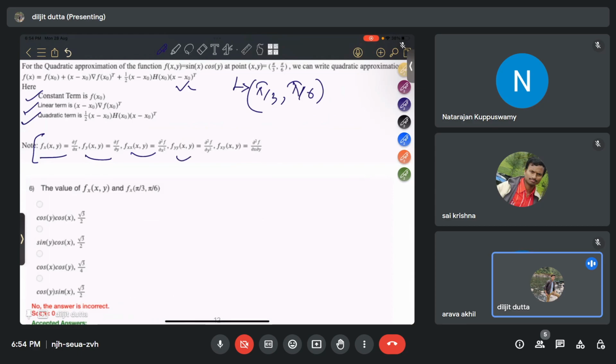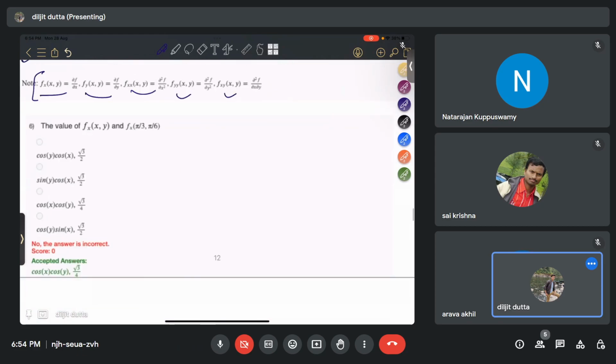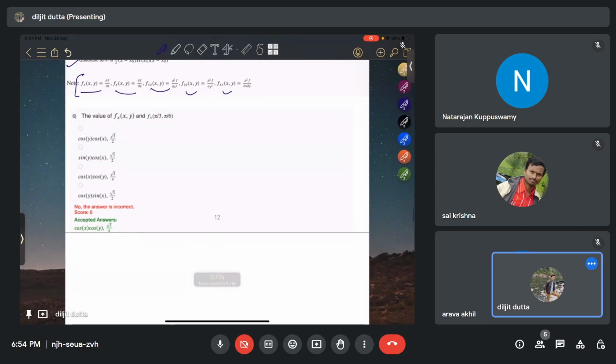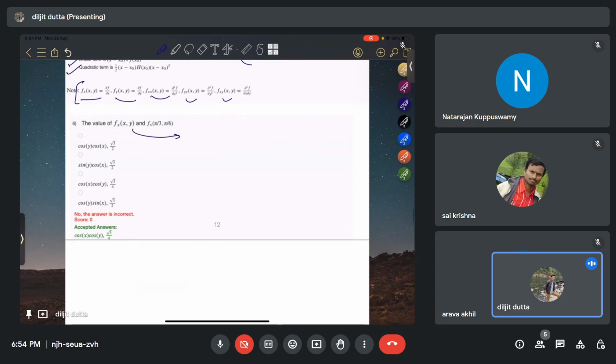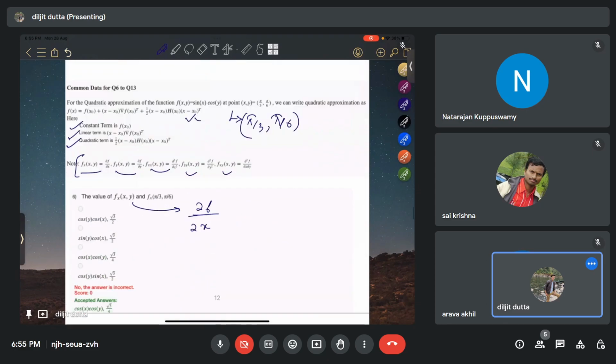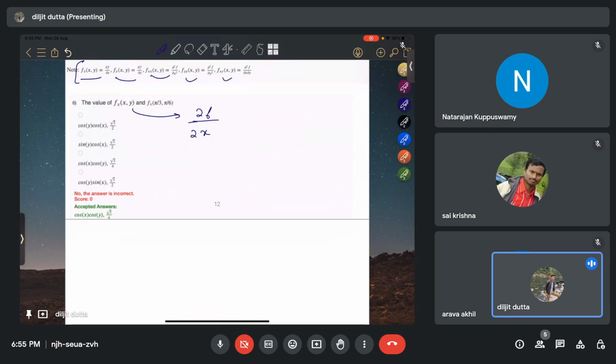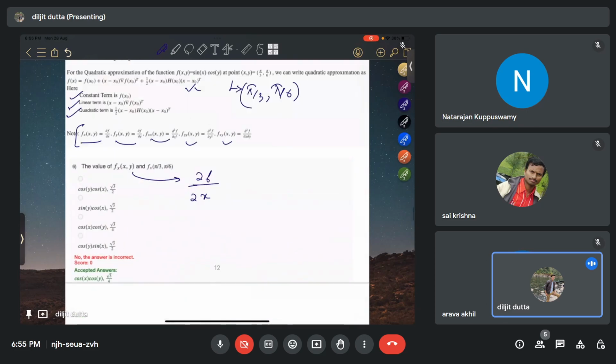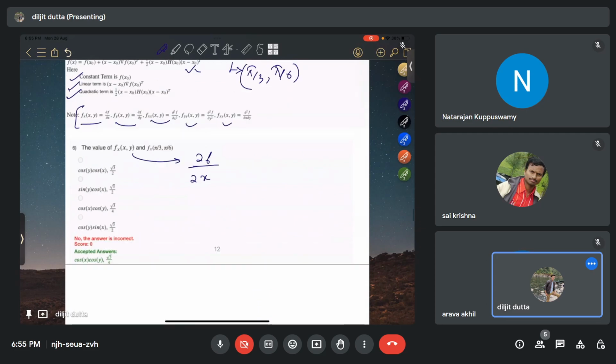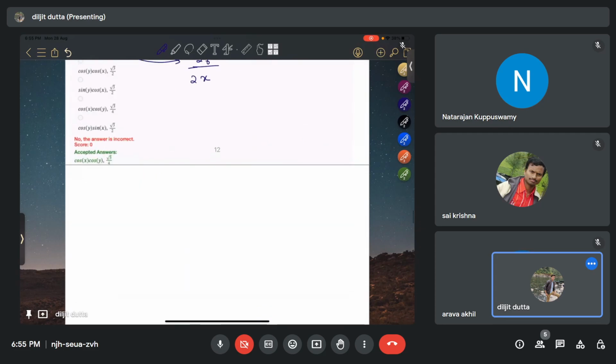f yy of xy is del square f by del y square, and f xy of xy is del square f by del x del y. So let us see the first one. The value of f x of xy, that is, we have to find del f by del x. This is the first derivative with respect to x, at the point given already, pi by 3 and pi by 6. So let us see del f by del x.